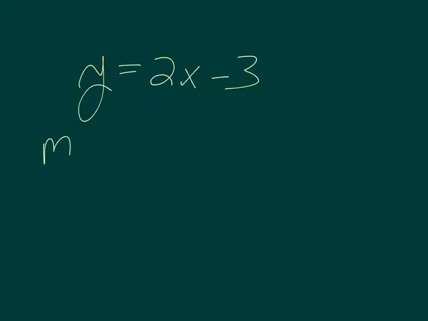What are you going to do in your quarter sheet of paper? Here's what we're going to do. y equals 2x minus 3. Similar to the last one, but just a little different. What you're going to put in your quarter sheet is you need to put this equation. I want you to write m equals and tell me what the slope is. b equals, tell me what the y-intercept is.